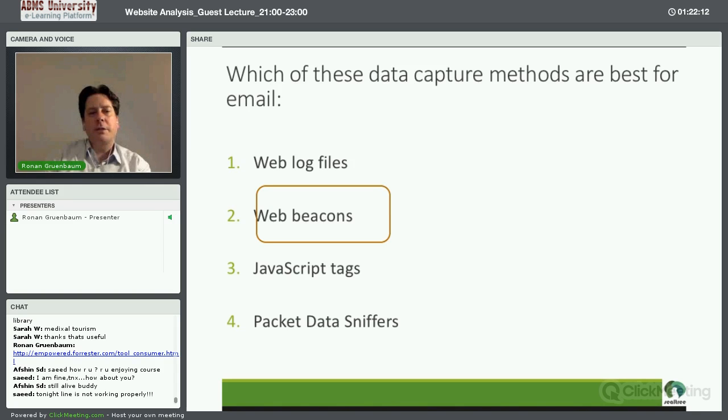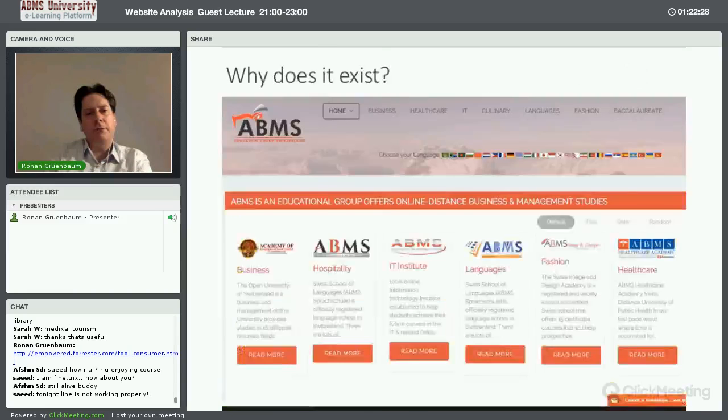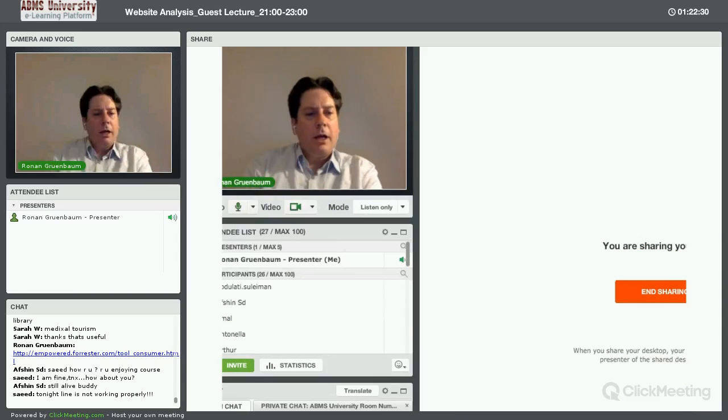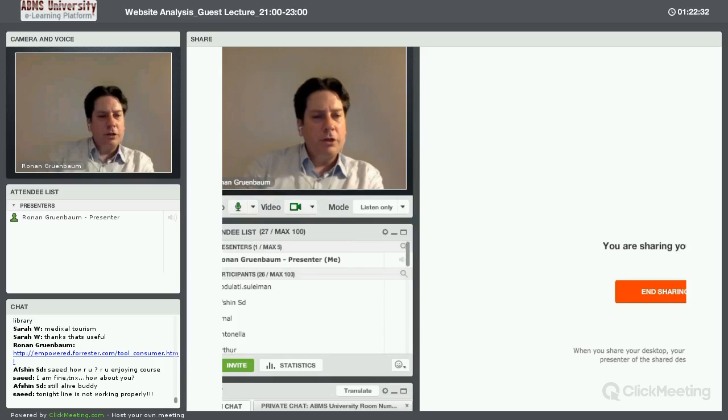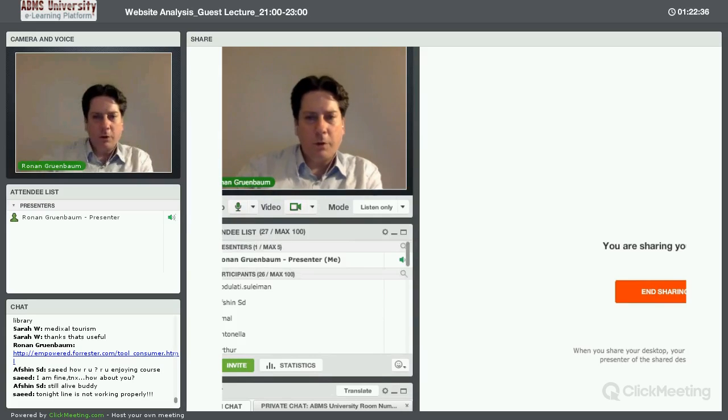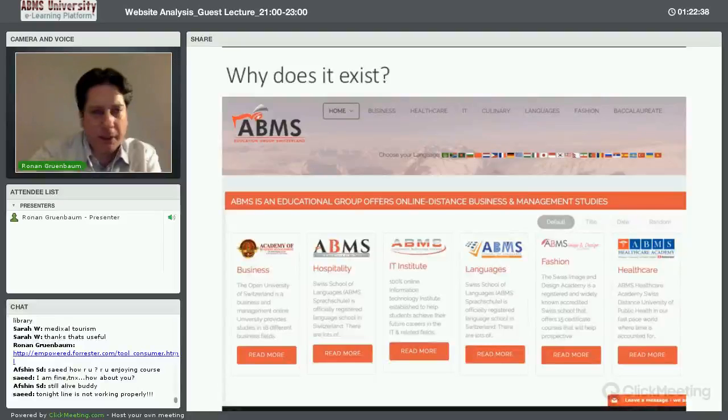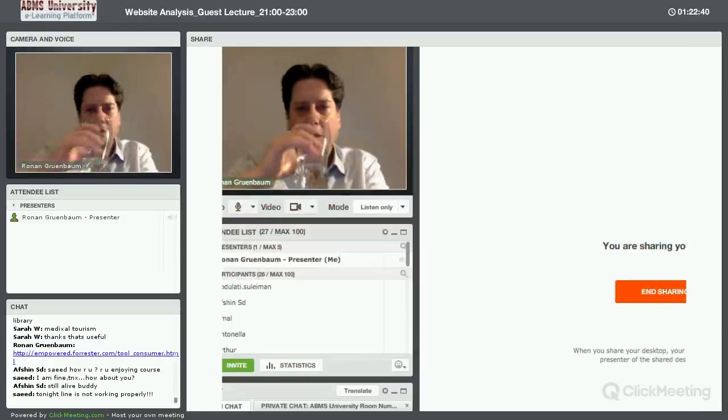And which of these data methods will give you the most data? That will be packet data sniffers, but it might be a little bit too much data. So let's have a look first here. This is from the ABMS website, and I have a question. What is the purpose of this website? I'd like you to just post quickly in the chat box what you believe, why does the ABMS website exist?